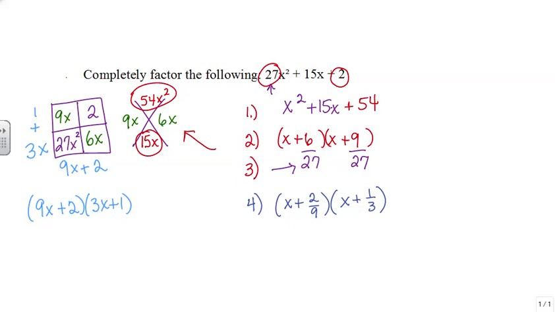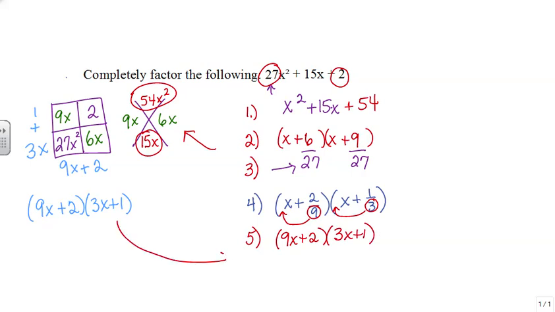Now, since this is a 5-step method and I'm on step 4, then I only have 1 step to go. Your last step is to take your denominator from your first and your second factor and put that in front of your x variable. So your factors would be 9x plus 2 and 3x plus 1, which, if you notice, is the exact same factors that you got on the left.